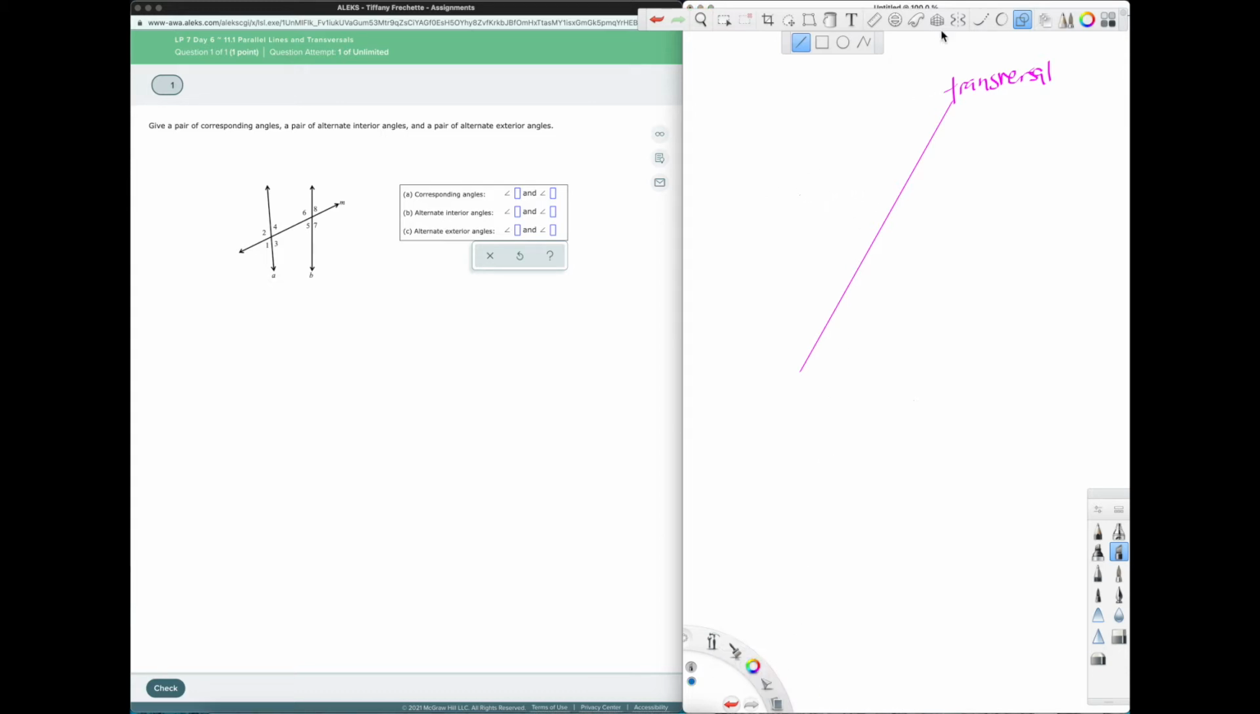I wonder. I don't know if I can get it to do this. Let's see. Oh. Darn it. I wanted it to be diagonal.